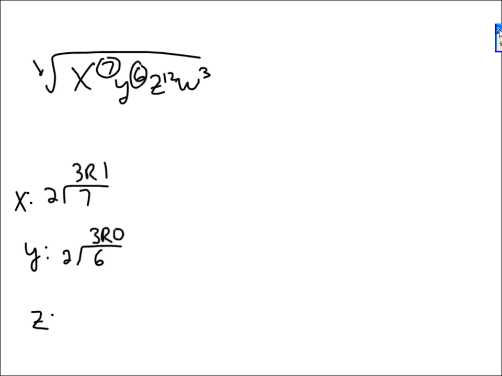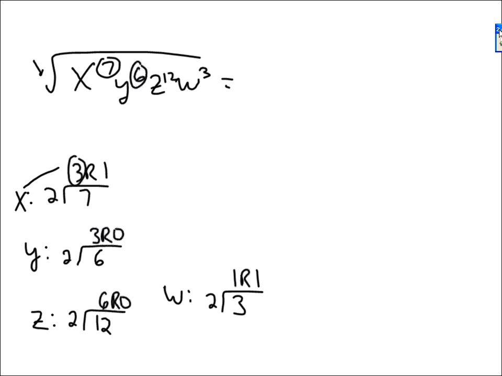And when it comes to z, the power is 12. 2 goes into 12 6 times with no remainder. And when it comes to w, we do 2 into 3 because the power of w is 3. Goes 1 time, remainder 1. So in front, you're going to get x cubed in front of the radical. Y cubed, z to the 6, w to the 1, or just w.